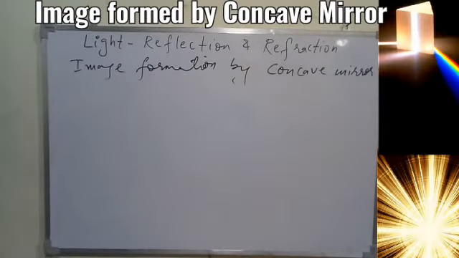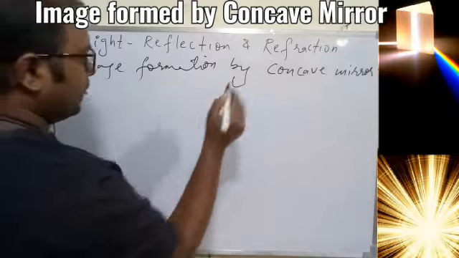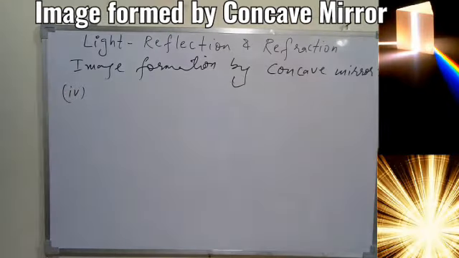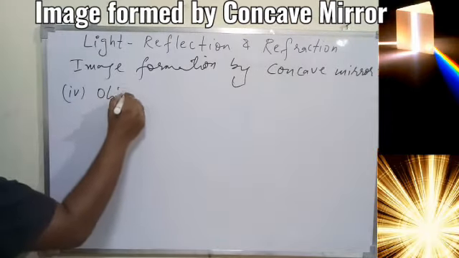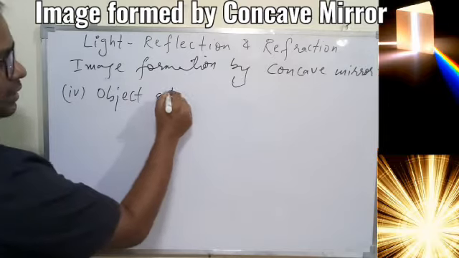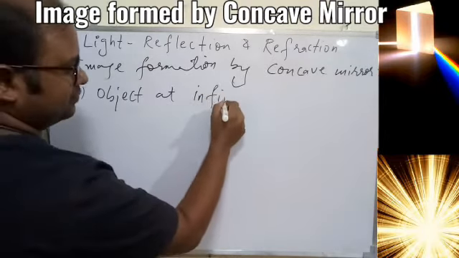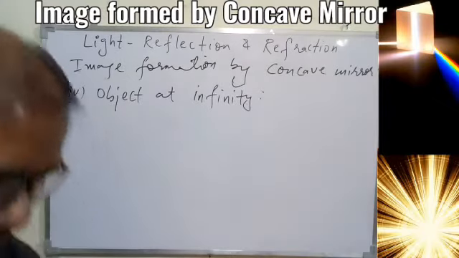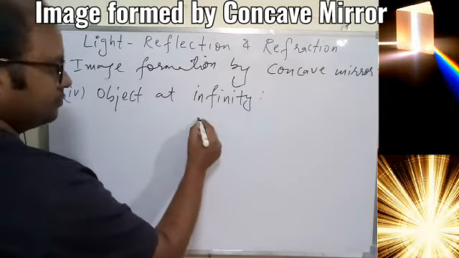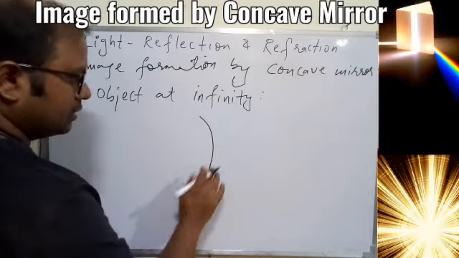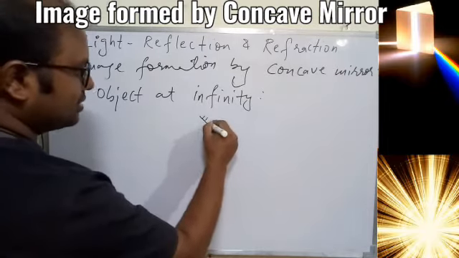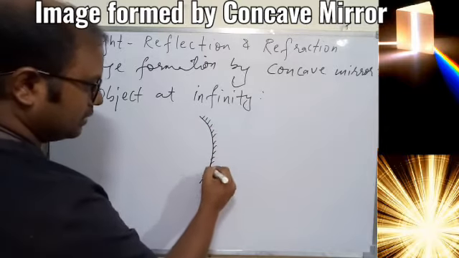Okay, so I'll do one more. That is the third, fourth case, and the rest two you will be taking as homework. That is, object at infinity. So this case we have already done somewhere, and we have done the diagram also. Once I do the diagram, you will understand what we are talking about.